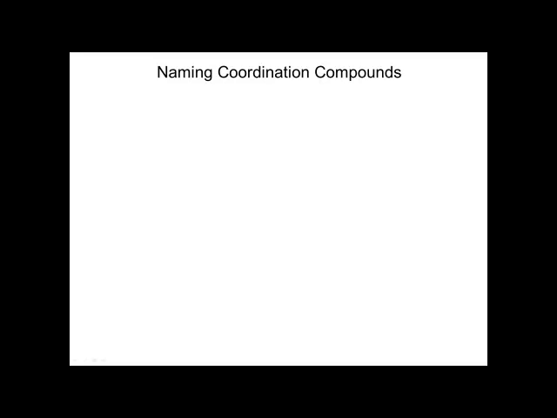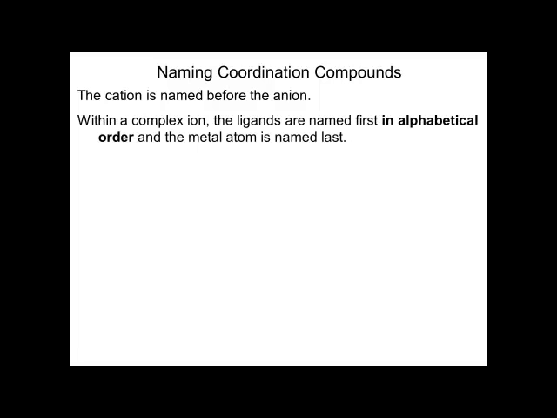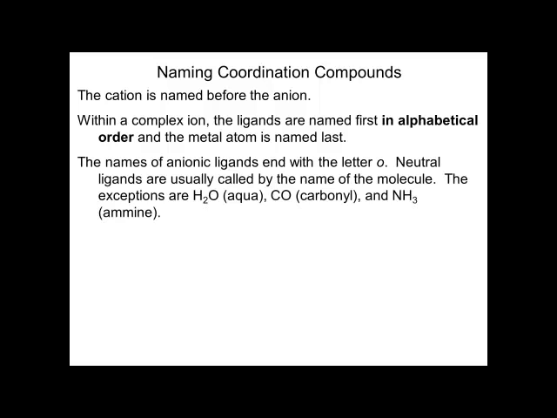Naming coordination compounds. The cation is named before the anion. Within a complex ion, the ligands are named first in alphabetical order, and the metal atom is last. The names of anionic ligands end with the letter O. Neutral ligands are usually called by the name of the molecule. The exceptions are water, which is called aqua, CO, carbonyl, and NH3, ammine with two M's.